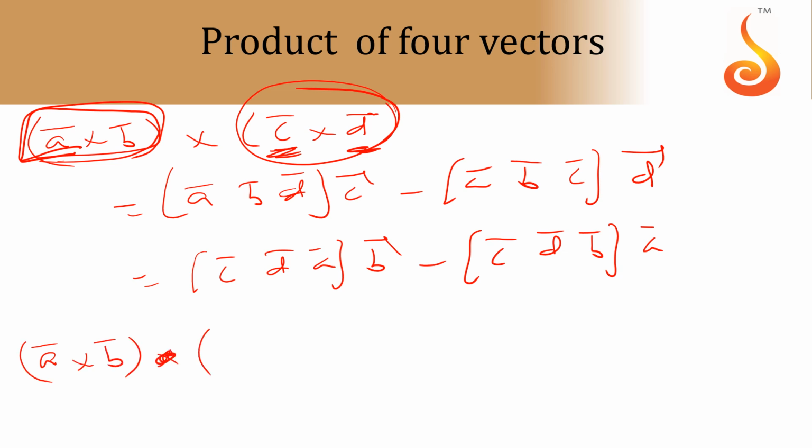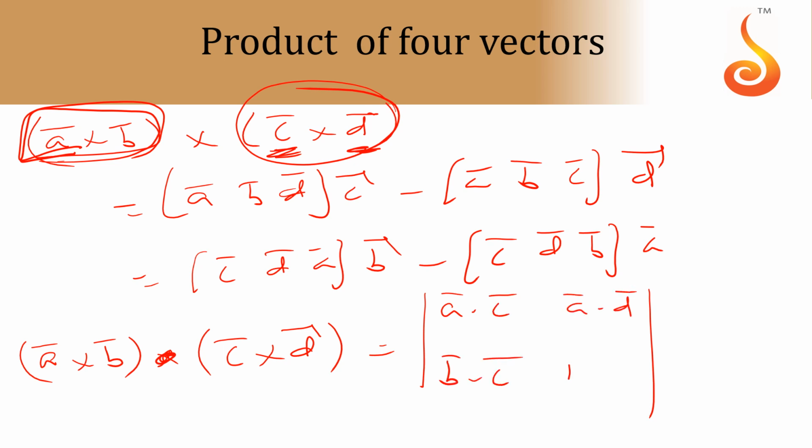Now that is the vector product. Suppose I say A cross B dot C cross D. It will be a 2 by 2 determinant: simply A dot C, A dot D, B dot C, B dot D. A simple expansion. AC times BD minus AD times BC. If you expand the 2 by 2 determinant, you will get the scalar product.